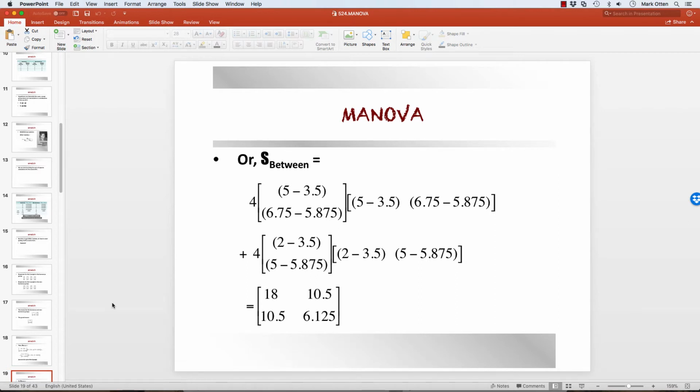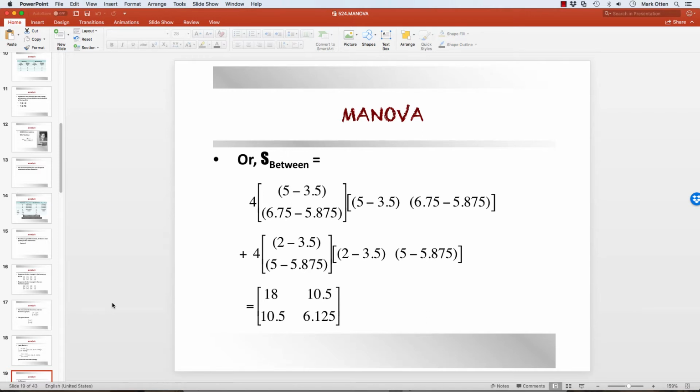Now, again, this is not a matrix multiplication class, but basically what happens to get that 18 there in the top left of that resulting matrix, you're taking 5 minus 3.5 on the left, multiplying by 5 minus 3.5 on the right. That's in your first term there. That's going to be 1.5 squared, and so you get that value. You then multiply that by 4, and you keep it there in the top left.